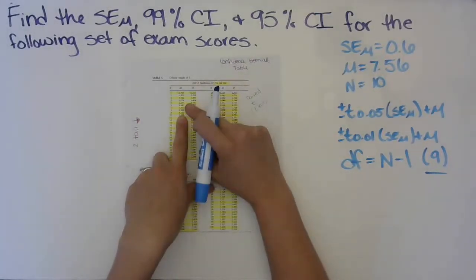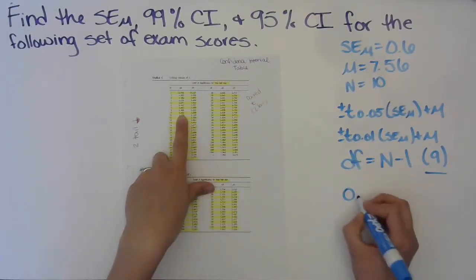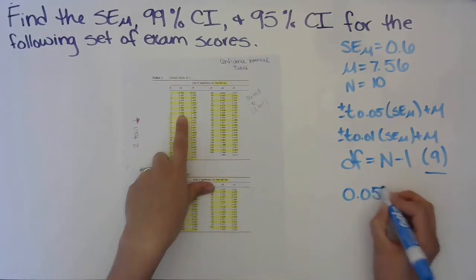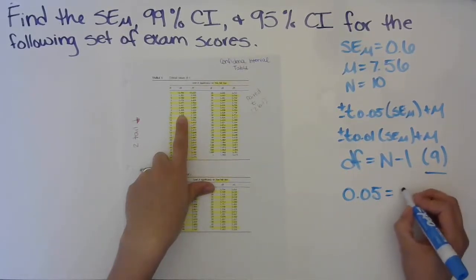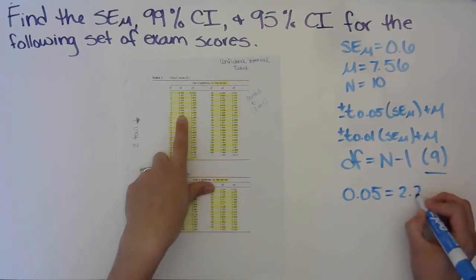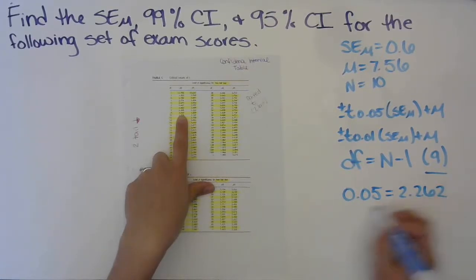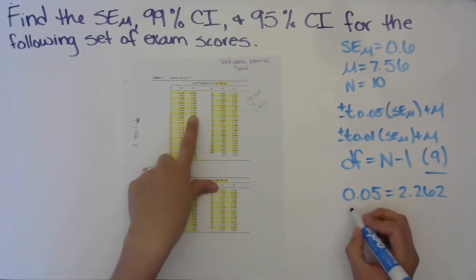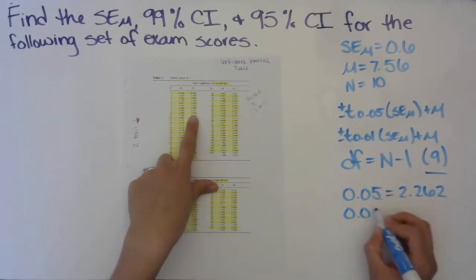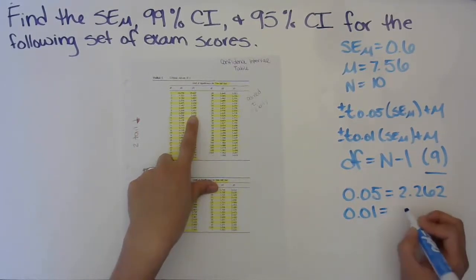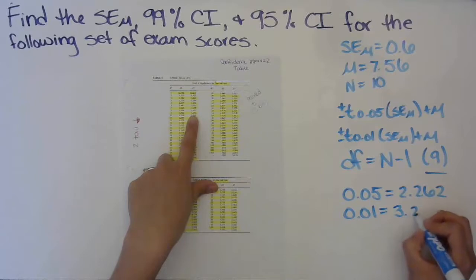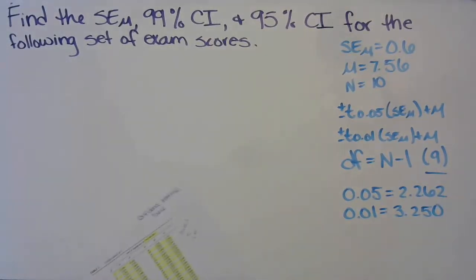Here is the 0.05 value. So let's just go ahead and make a note of that. So the 0.05 value is 2.262, okay? And then just go to the right of that, and the 0.01 value is 3.250. Okay, and those are our critical values. So now all that we have to do is plug those numbers into the equation and solve.